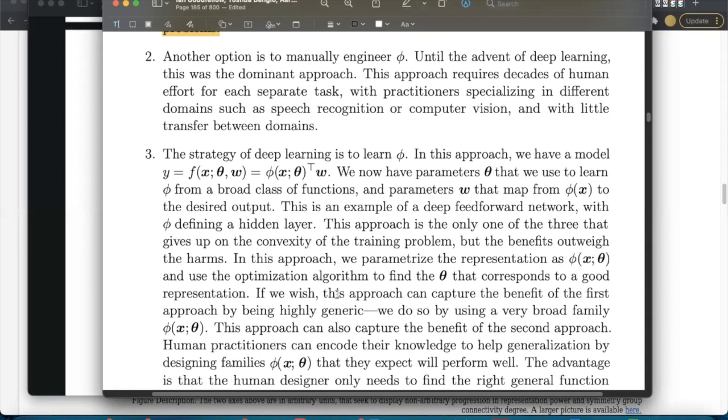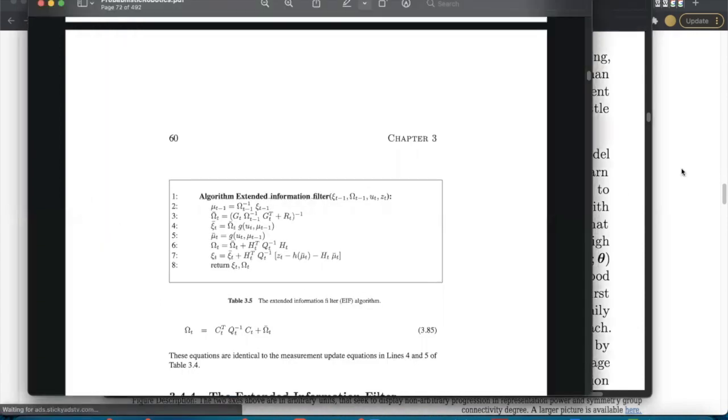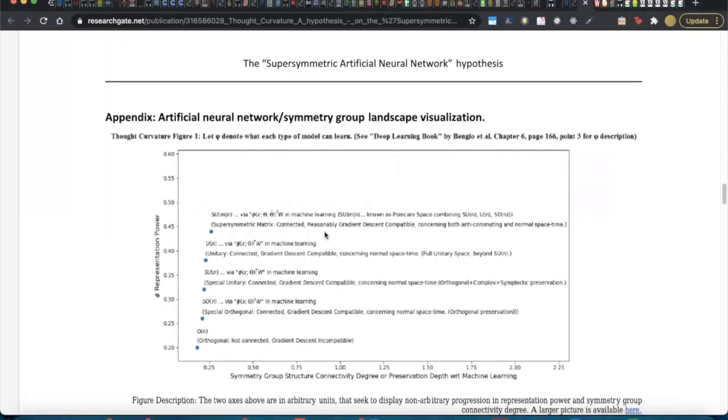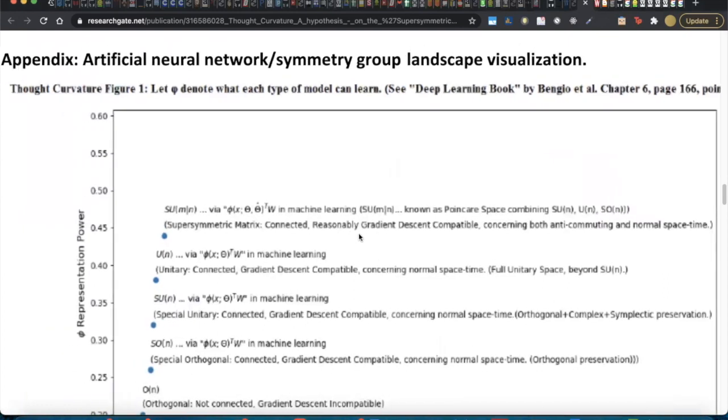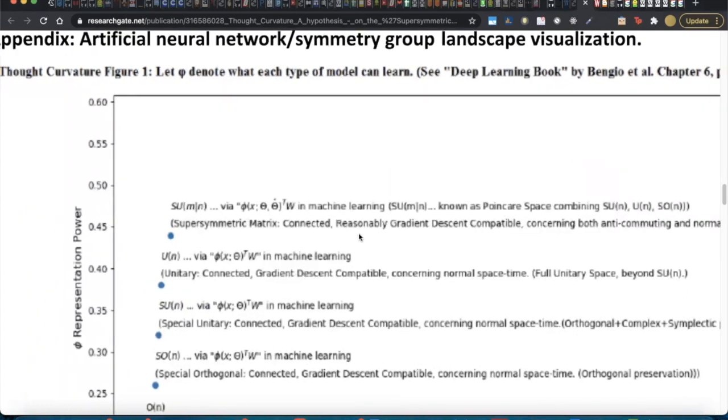And my contribution now, my notation for supersymmetric ANNs. Instead of phi x theta W there, we have phi x theta theta bar. The W is clearer when you look at the actual document.